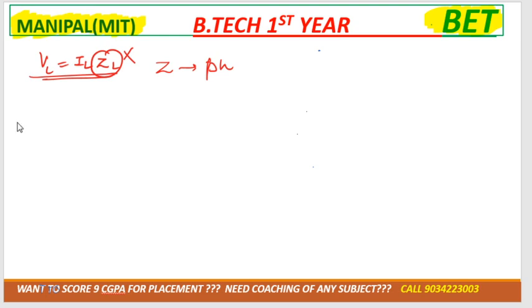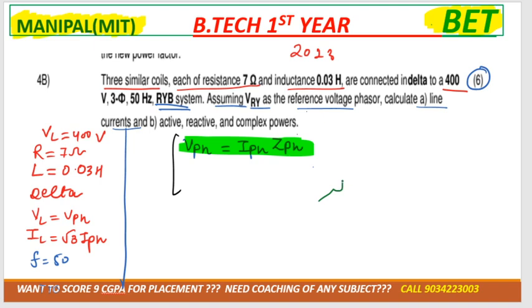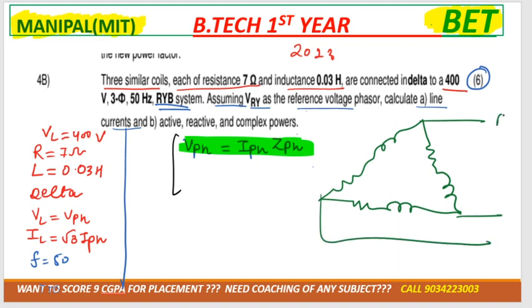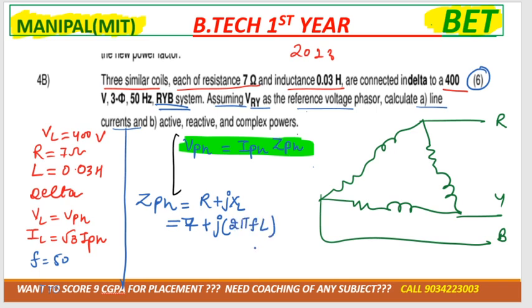Because if I draw the diagram, this is the star, R and L, R and L, R and L, right? So Z is always in phase. This is R, Y, B. So for that you need to calculate. The ZPH formula is R plus jXL, right? R is how much? 7 ohm plus j. XL you need to get, it is 2 pi FL, right? So calculate the value for ZPH.